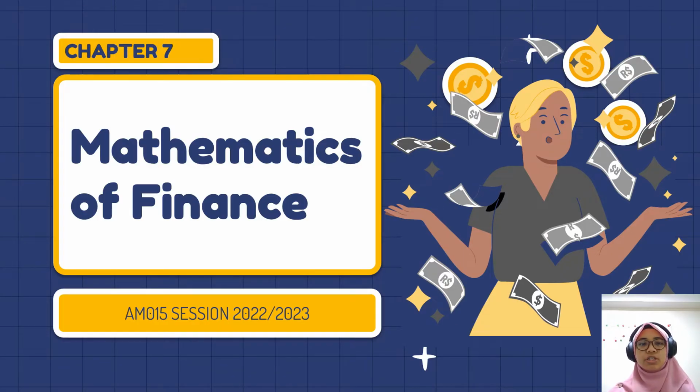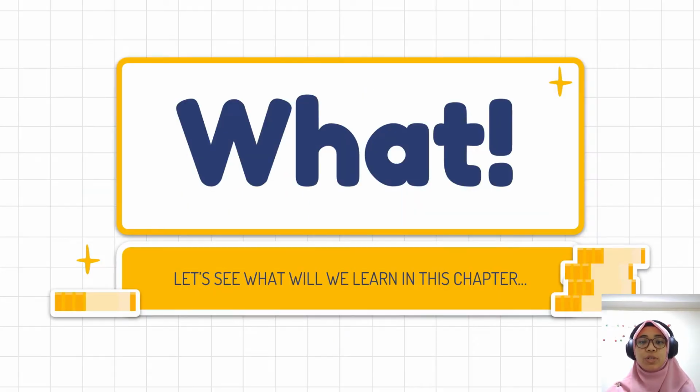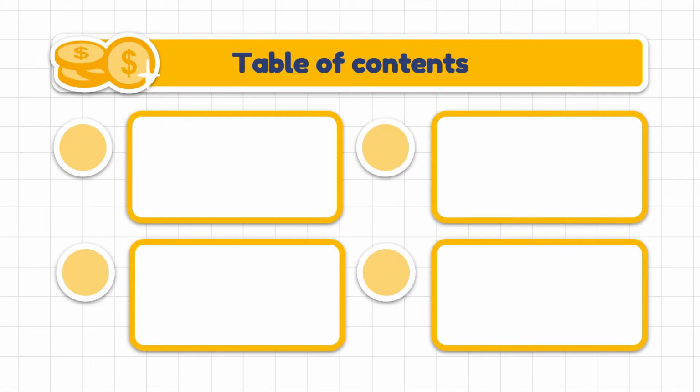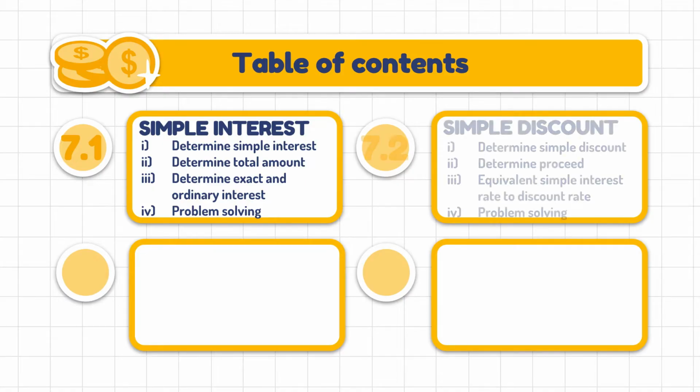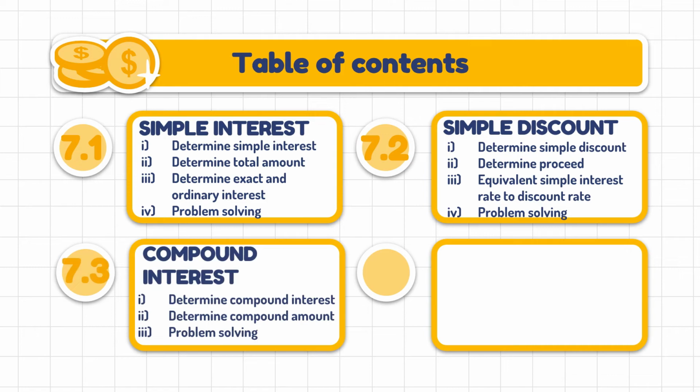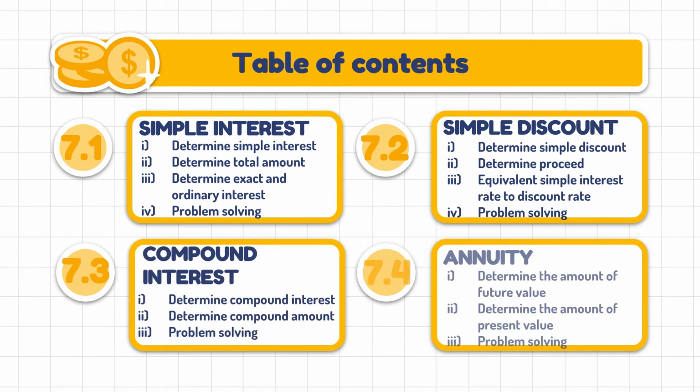Today we will learn about the last chapter in AM015 session 2022-2023, which is chapter 7, Mathematics of Finance. What do we learn in this last chapter? Let's see together. In this last chapter, you will learn about 7.1 simple interest, 7.2 simple discount, 7.3 compound interest, and lastly 7.4 annuity. Therefore, in this last chapter, you will learn about 4 subtopics.